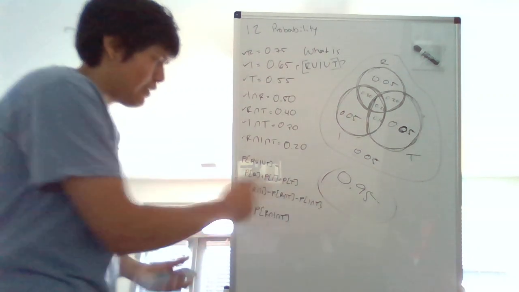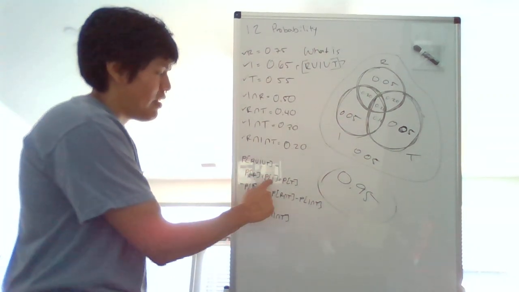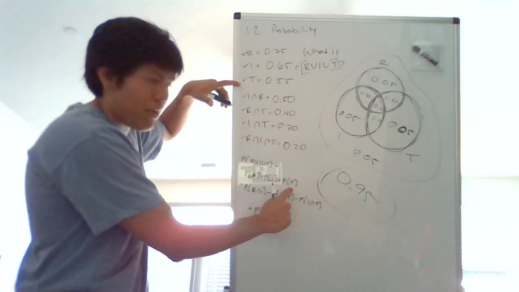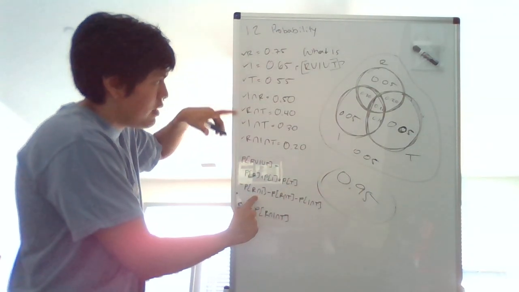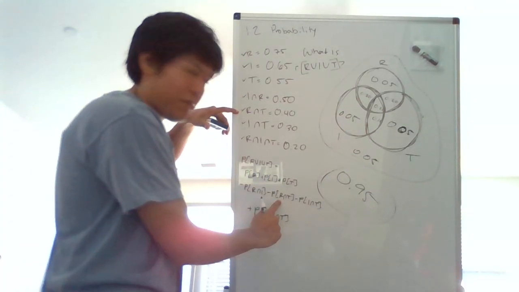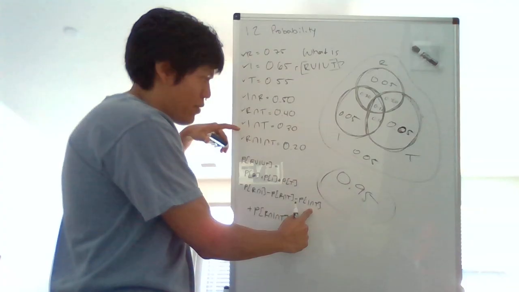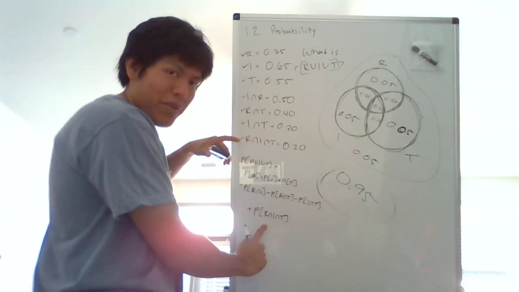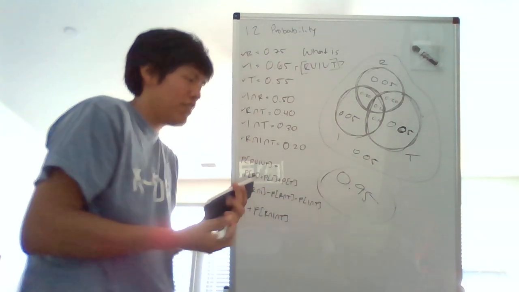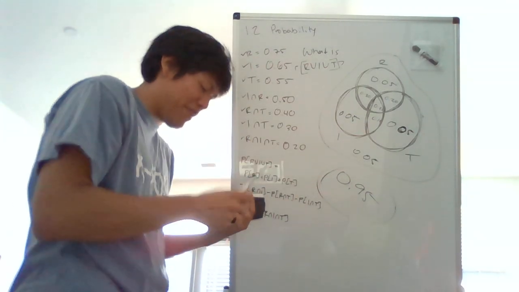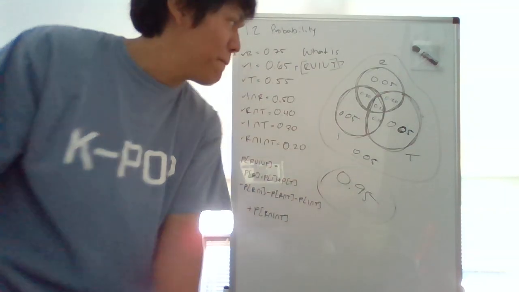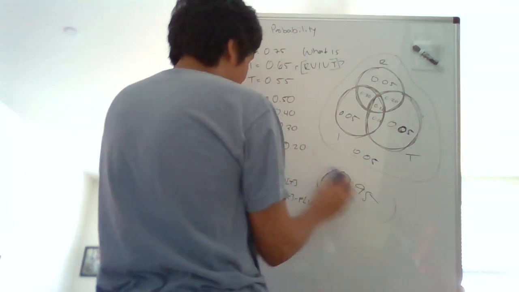So again, this would just be 0.75 plus 0.65 plus 0.55 minus 0.5 minus 0.4 minus 0.3 plus 0.2, and you should get 0.95. Or you could do this. Either way, it gives you the same thing. All right.